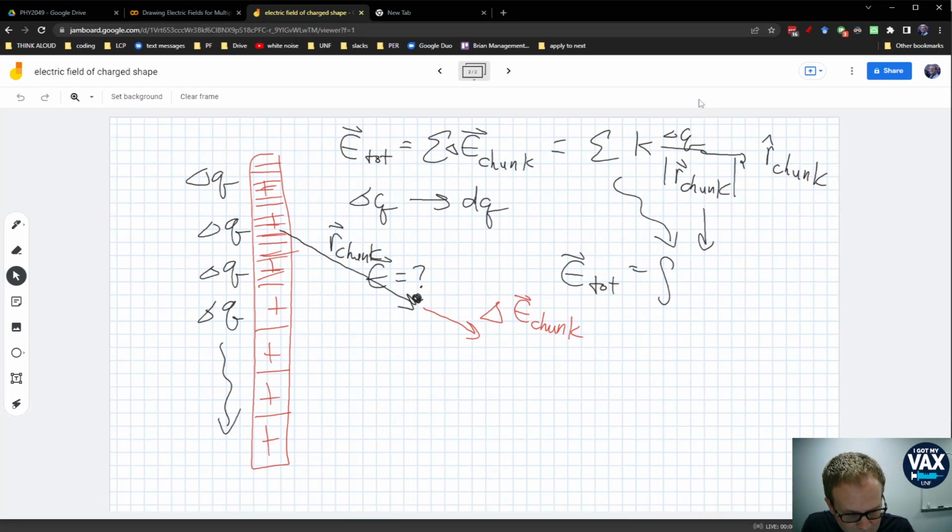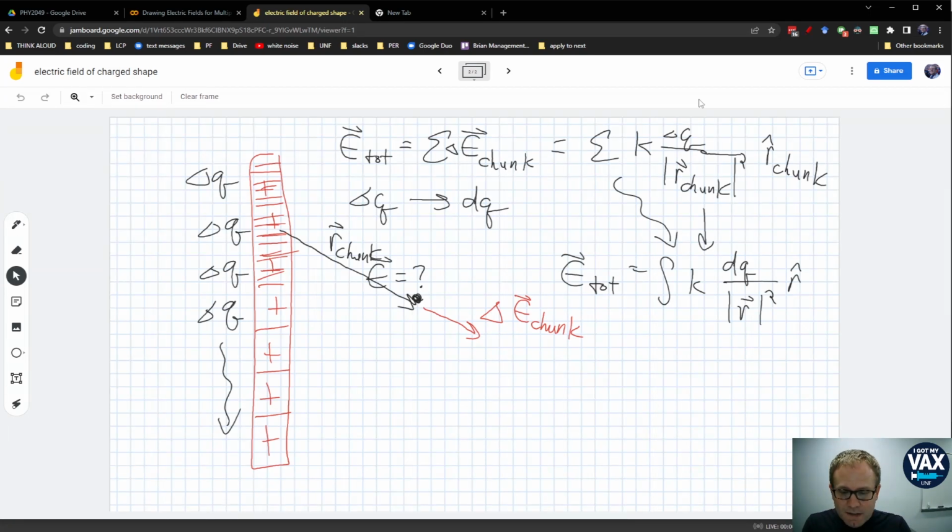And so what we end up with is a k. We still have our delta Q, now changing into a dQ. We've got our r squared. I'm going to stop writing the chunk because now it's just the vector r here. And then we have our r hat here. And so the challenge becomes: how do I integrate over all of this charge? Well, you need to change that dq into something you can actually integrate over, right? You never actually integrate over dq. That's just a symbol to stand in until we can figure out how it's related to something we can actually integrate over.